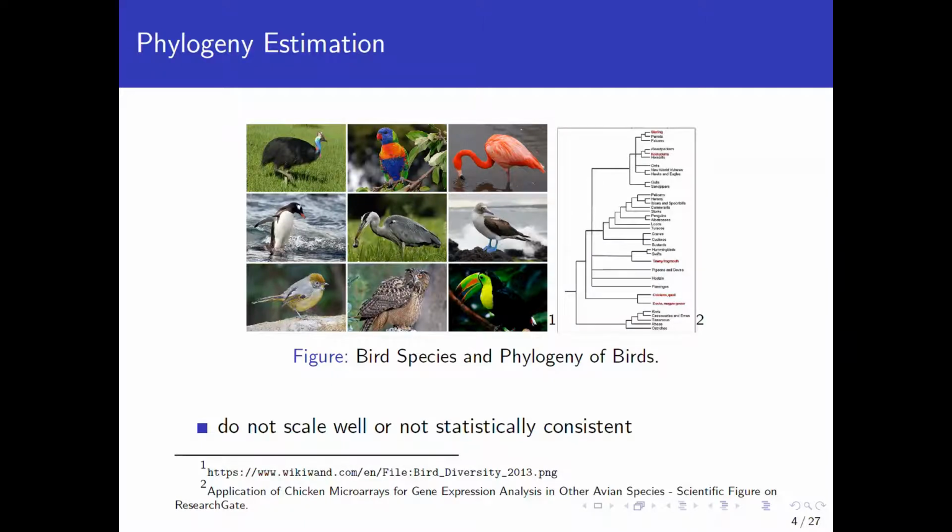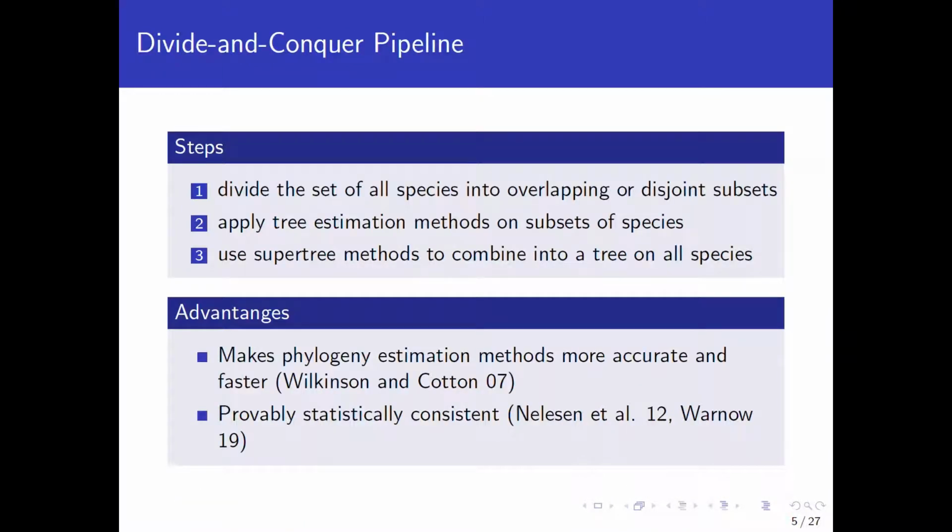To combat such a problem, people devised this divide and conquer pipeline that divides the set of all given species into overlapping or disjoint subsets so that we can apply tree estimation methods on the subsets of species. And then once we obtain the subtrees, we can use the supertree methods to combine the subtrees into a tree on all species. The advantage of such a pipeline is that it makes phylogenetic estimation methods more accurate and faster. Such a pipeline can also be provably statistically consistent.